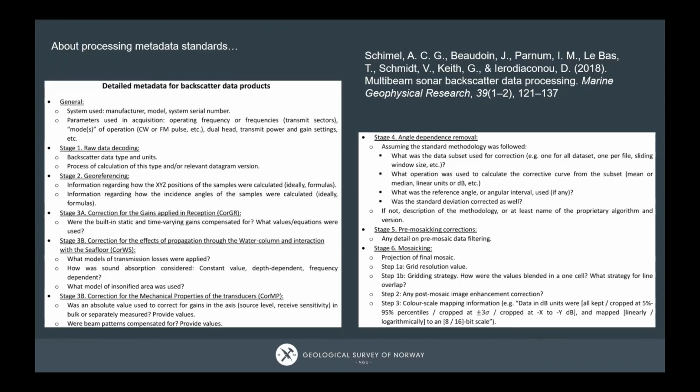But if the Backscatter working group were to say, hey, this is the Backscatter working group 2022 version of the processing metadata, that would convince people to actually follow it. Another question for that. Thank you very much.